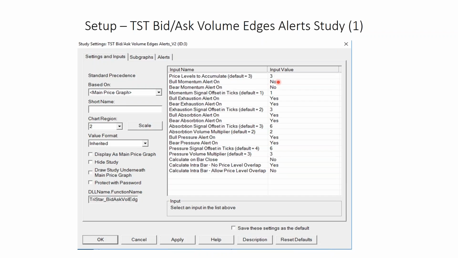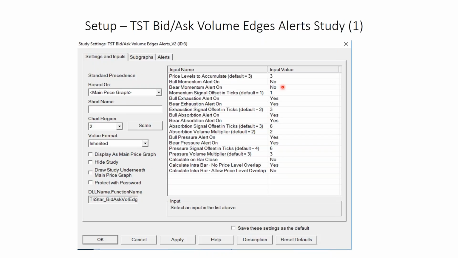The options in here, this bull momentum and bear momentum alert, I turned those off. That's that fourth one that I spoke of earlier, and all that signal was, let's say you get a bar that has the ask greater than the bid, and the next bar the bid is greater than the ask, they go, well, that's a change of momentum. Not really. In my view, it wasn't.